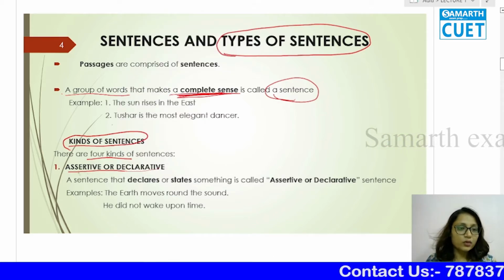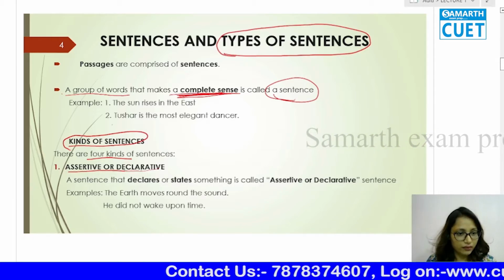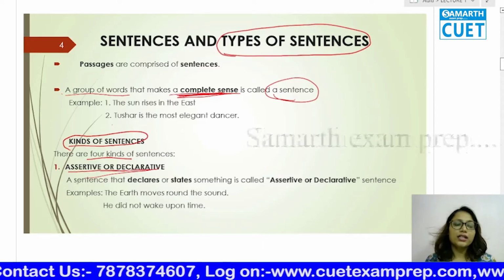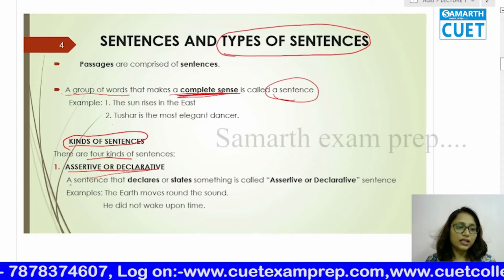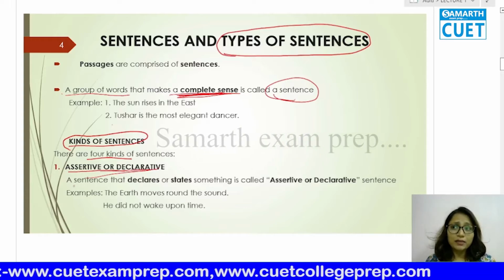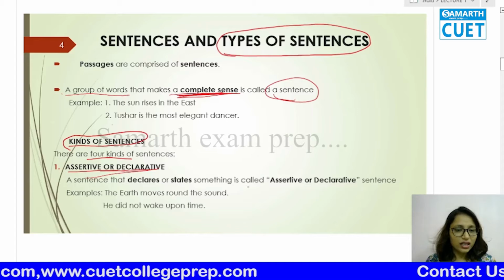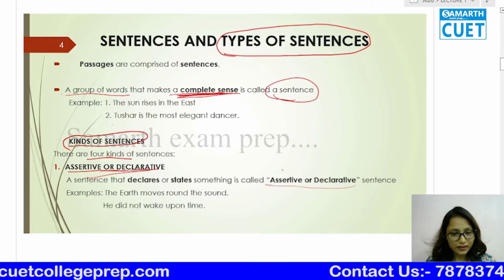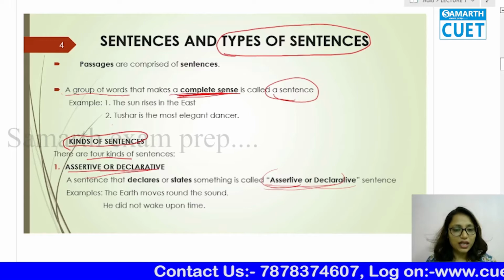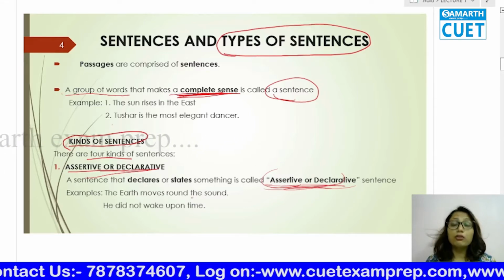Okay, so first one is the assertive one. So first one is assertive or declarative sentence. So what is a sentence? Declarative or assertive sentences are the sentences that declare or state something. That means I'm declaring something, or I'm stating a fact, or whatever is called an assertive or a declarative sentence. That means if I tell you I'm going to come to your house, that makes an assertive or a declarative sentence, because I'm telling you I'm going to come to your house.